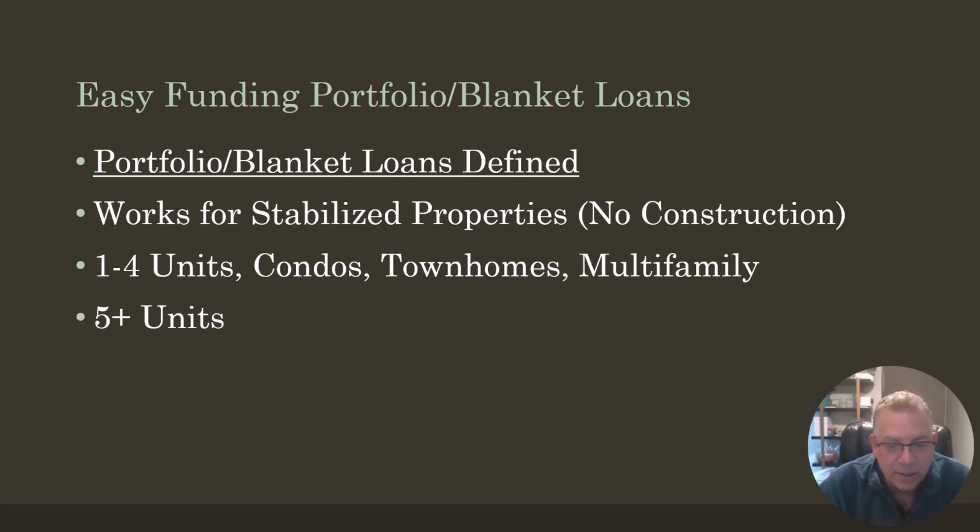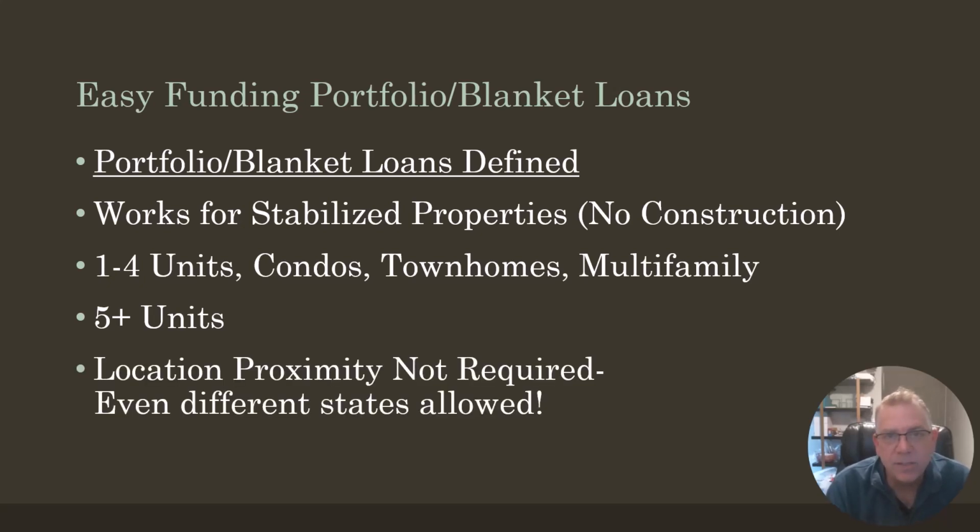So it can work in any of the above categories. You can mix them up. So for instance, if you have 2 houses and 3 condos, let's say, that could potentially qualify for the blanket loan. Location proximity is not required. So in other words, you can blanket properties across states. They don't have to be next door to each other or attached or anything like that.